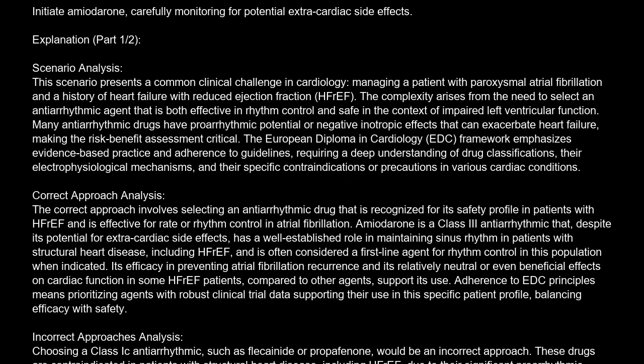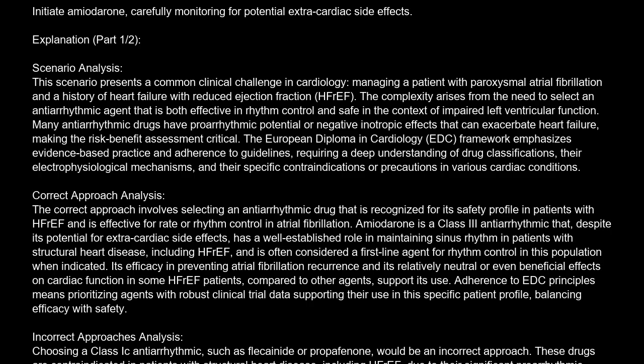Correct approach analysis. The correct approach involves selecting an antiarrhythmic drug that is recognized for its safety profile in patients with HFrEF and is effective for rate or rhythm control in atrial fibrillation. Amiodarone is a class III antiarrhythmic that, despite its potential for extracardiac side effects, has a well-established role in maintaining sinus rhythm in patients with structural heart disease, including HFrEF, and is often considered a first-line agent for rhythm control in this population when indicated. Its efficacy in preventing atrial fibrillation recurrence and its relatively neutral or even beneficial effects on cardiac function in some HFrEF patients, compared to other agents, support its use. Adherence to EDC principles means prioritizing agents with robust clinical trial data supporting their use in this specific patient profile.